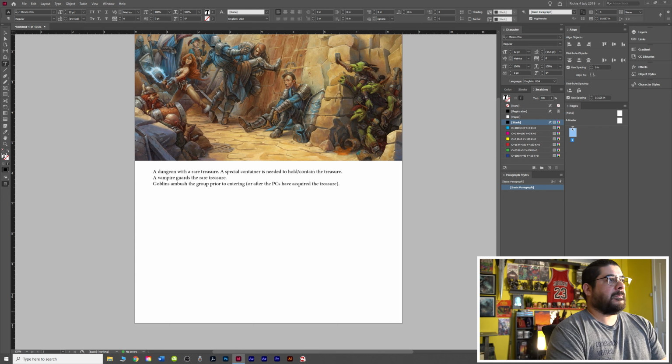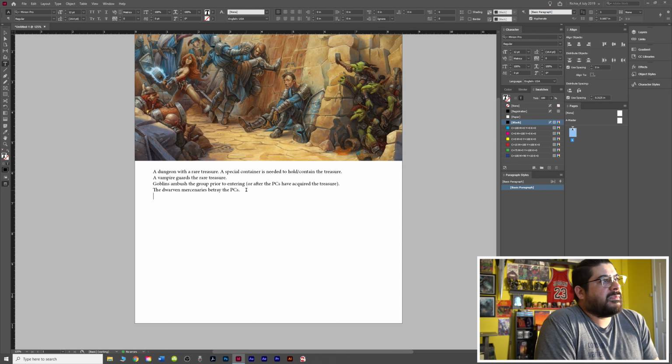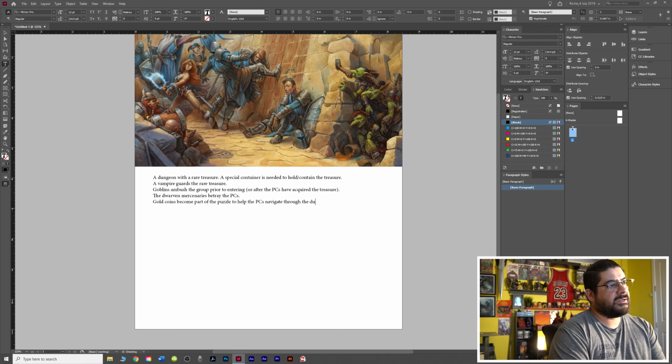Number 4, the dwarven mercenaries betray the PCs while in the dungeon. Just betray the PCs. And number 5. Gold coins become part of the puzzle to help the PCs navigate through the dungeon.